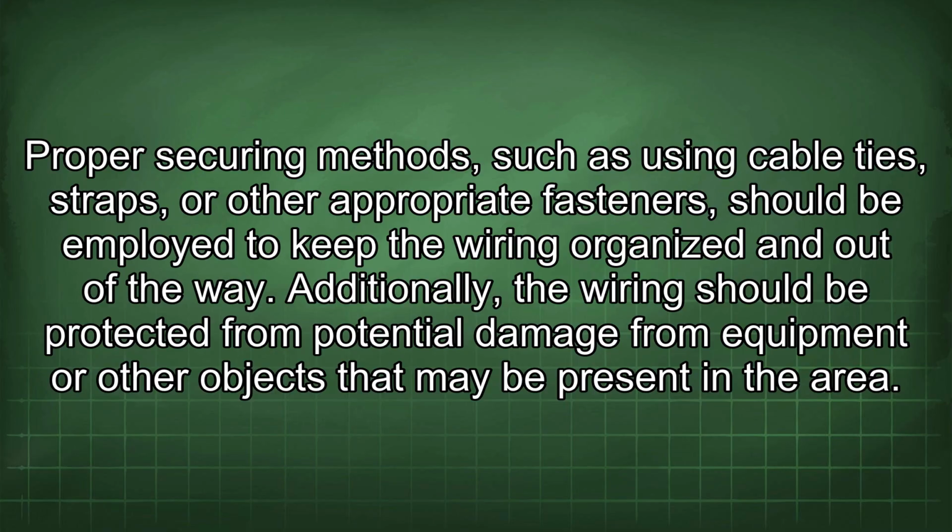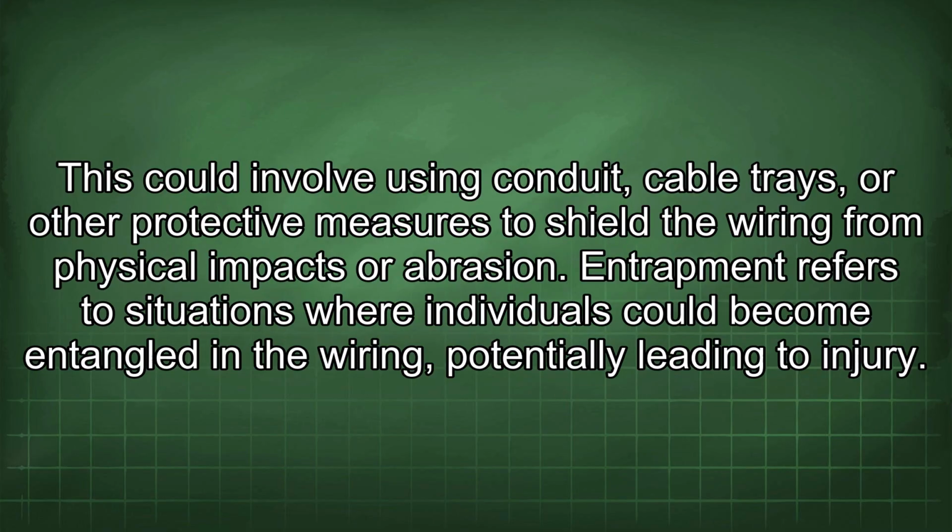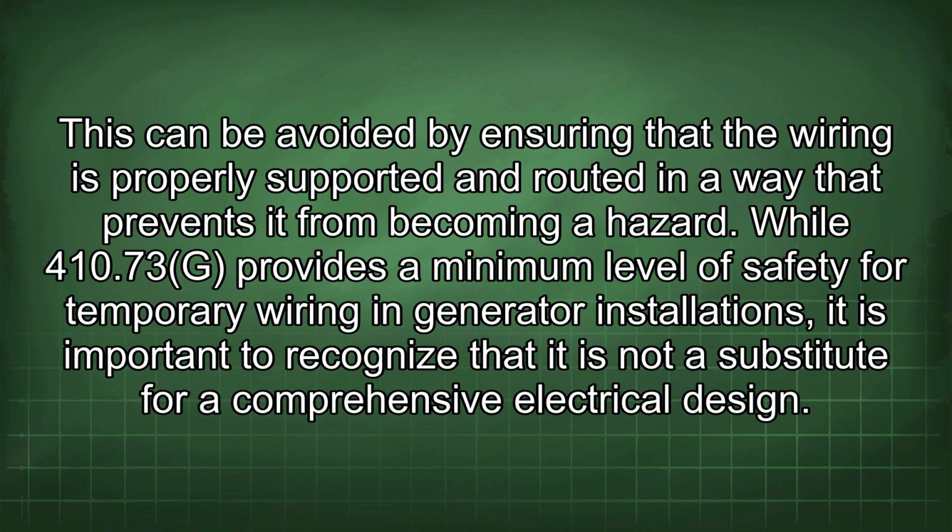Additionally, the wiring should be protected from potential damage from equipment or other objects that may be present in the area. This could involve using conduit, cable trays, or other protective measures to shield the wiring from physical impacts or abrasion. Entrapment refers to situations where individuals could become entangled in the wiring, potentially leading to injury. This can be avoided by ensuring that the wiring is properly supported and routed in a way that prevents it from becoming a hazard.